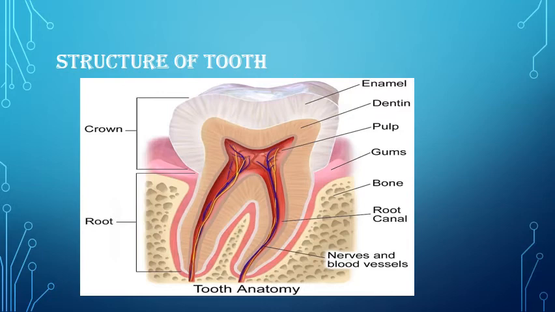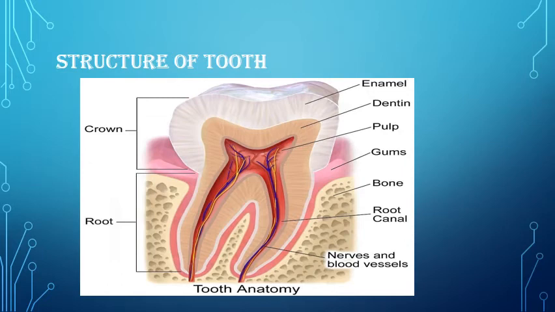Okay. So again I am repeating the structure of tooth. There are three basic main parts of a tooth: crown, root and neck. Crown, the portion which is above the gum, we can see that. Root, the portion inside the gum, is called root. And the neck, the portion just below the crown and above the root, is called neck.